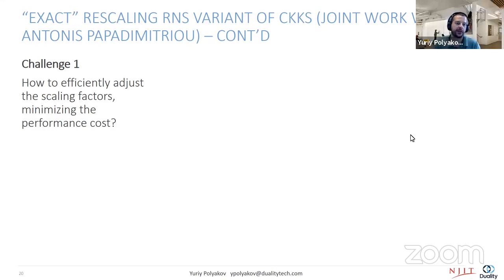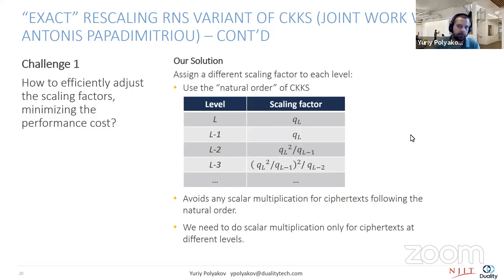The first challenge: how can we efficiently adjust the scaling factors, minimizing the performance cost? In other words, we do not want to use a naive solution, we want to do something better. The answer is to use the natural order of CKKS. Natural meaning we start with a certain scaling factor, and then we compute the scaling factors for further levels by applying multiplication and division by the current prime modulus. That's what we call the natural order.